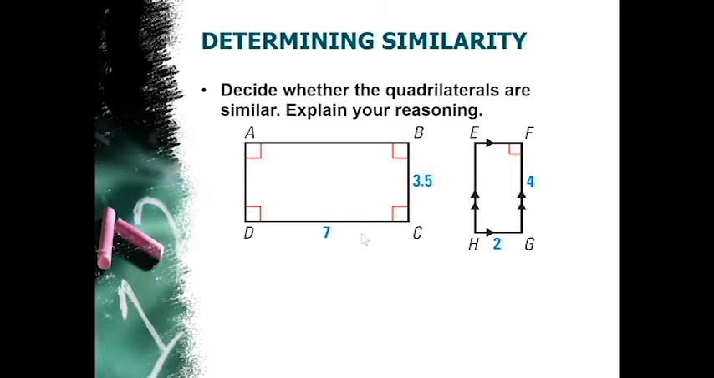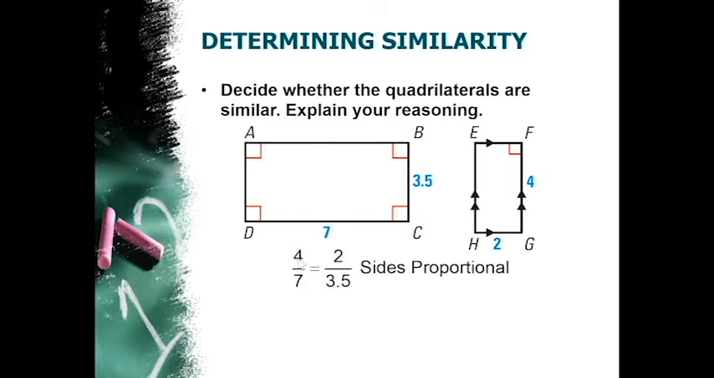Next, we have to check our proportions. Notice that 7 is the longer side and 3.5 is the shorter side. Over here, 4 is the longer side and 2 is the shorter side. So as we set up our proportion, you see here that the long sides go together and the short sides go together. The top 2 values both come from EFGH. The bottom values both come from ABCD. It is important that you stay consistent as you write your proportion.